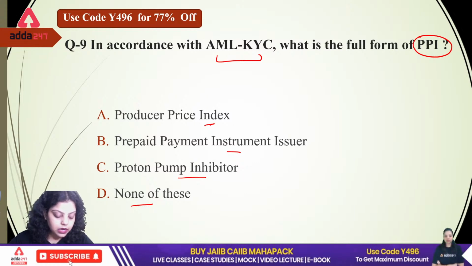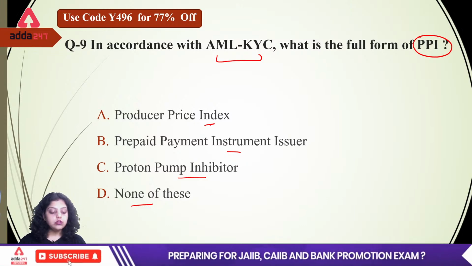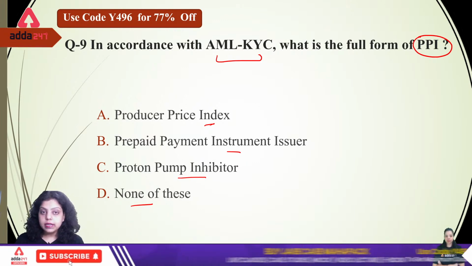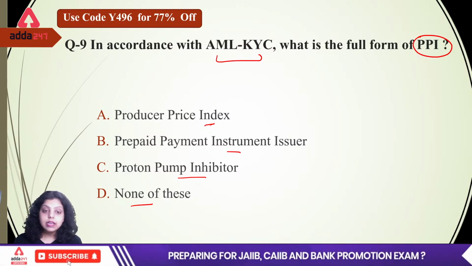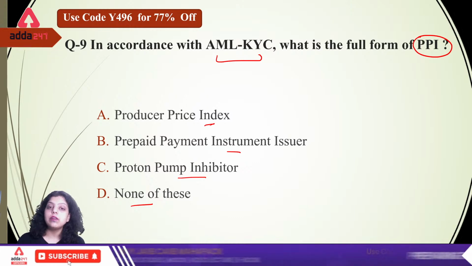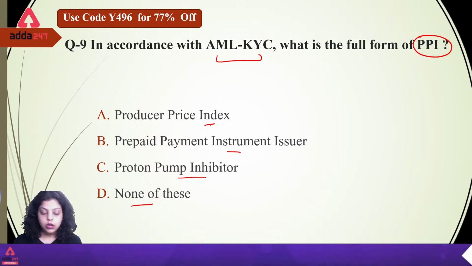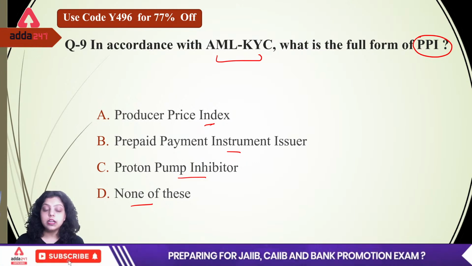AML KYC stands for Anti-Money Laundering, Know Your Customer. Okay, now what will be the full form of PPI? Is it Producer Price Index? It will not be Producer Price Index because it is related to inflation. When we are calculating inflation, we have 4 indexes. First is the Wholesale Price Index. Second is the Consumer Price Index. Third, we have the Producer Price Index. And fourth, we have the Index of Industrial Production. So option A cannot be true because A is related to an inflation measurement index.